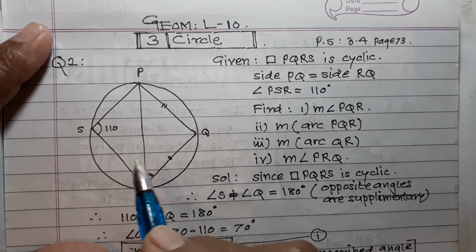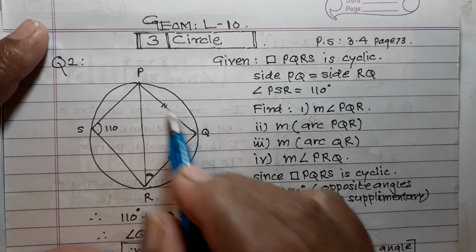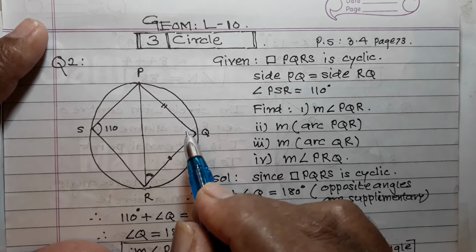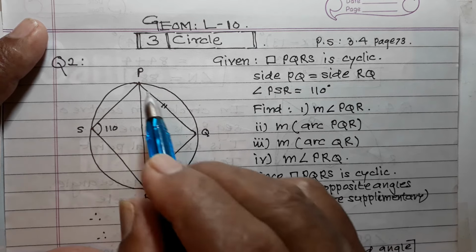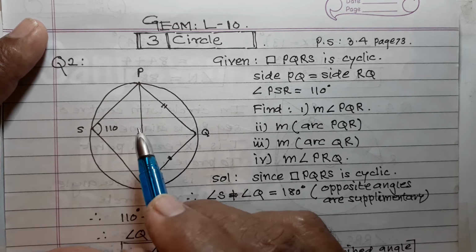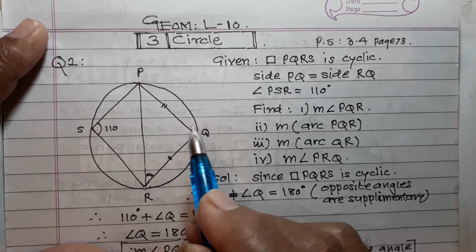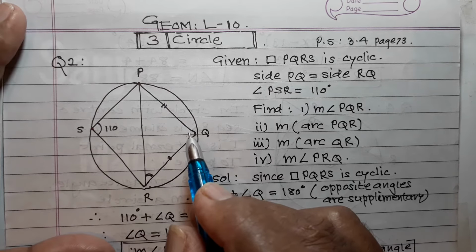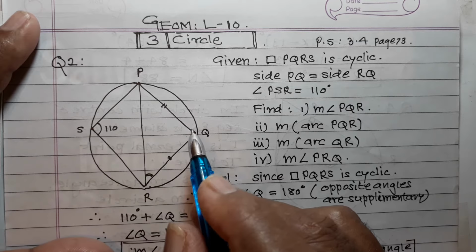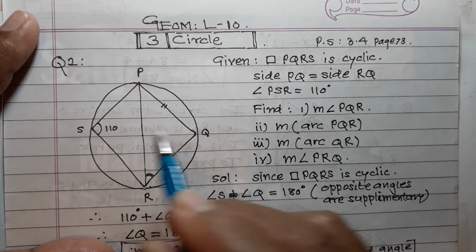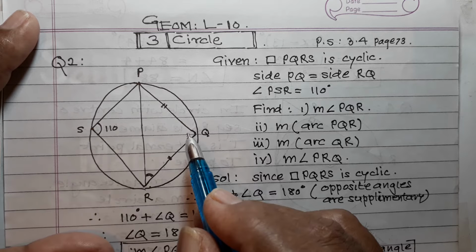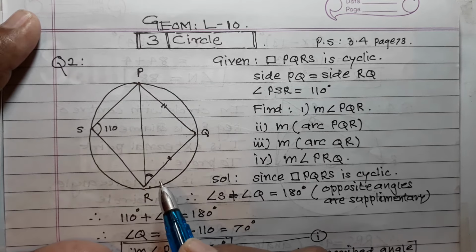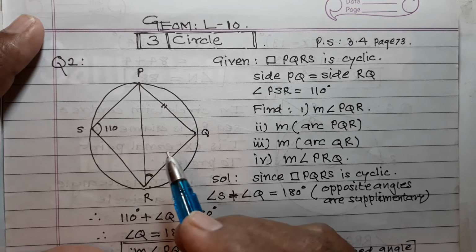Okay, now this arc is equal to 220. Now this is a cyclic quadrilateral, so opposite angles are supplementary, and therefore this angle is equal to 180 minus 110, which is 70 degrees. Then major arc QR. Okay.